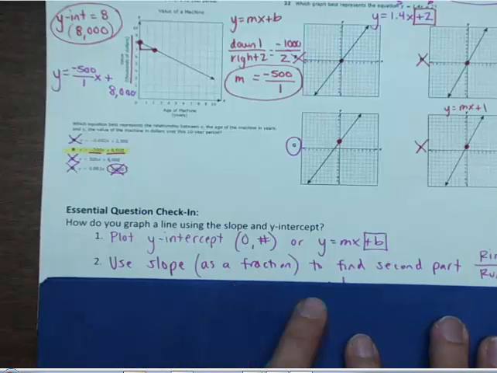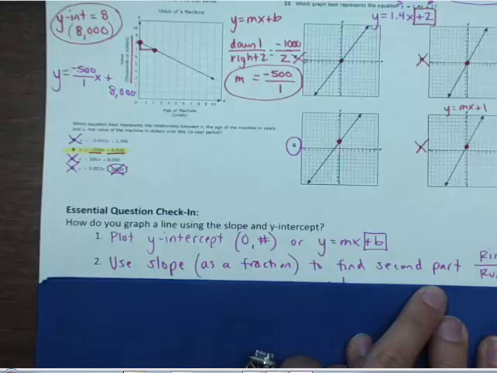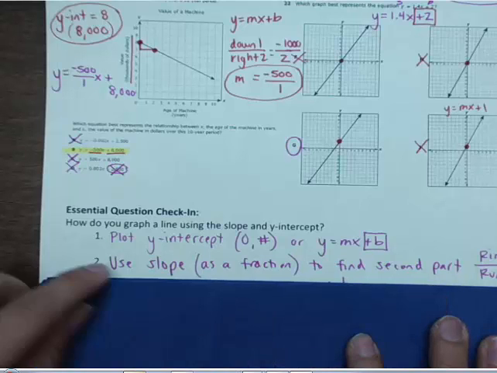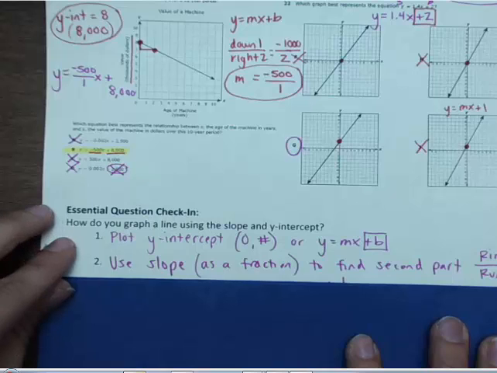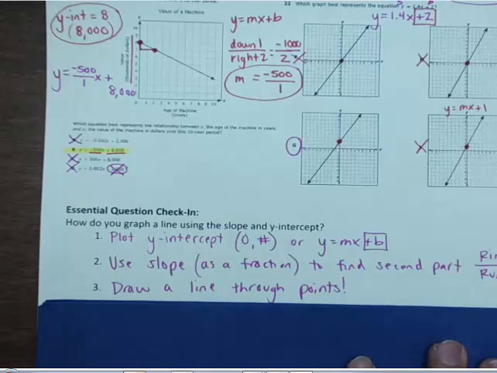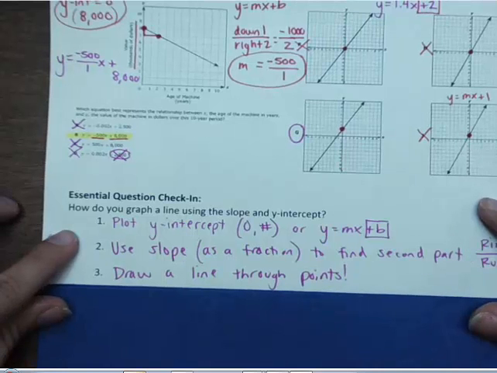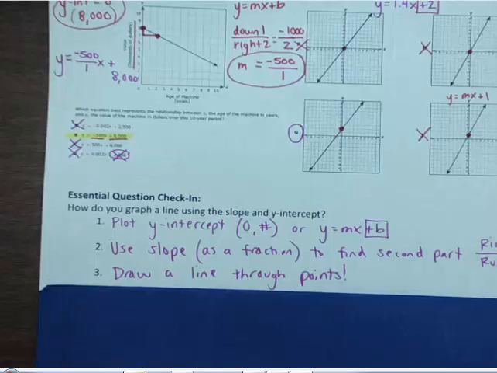And we're going to use rise over run. And the last step is we're going to draw a line through the points to show that it's continuous, and to show that there are lots of points on that line that make that function true. So hopefully, before you began, you might not have known the essential question and how to answer it, but by the end of this lesson, you are able to identify how to graph a line using the slope and the y-intercept from an equation.